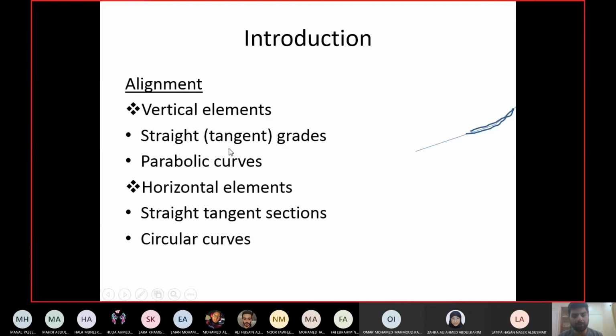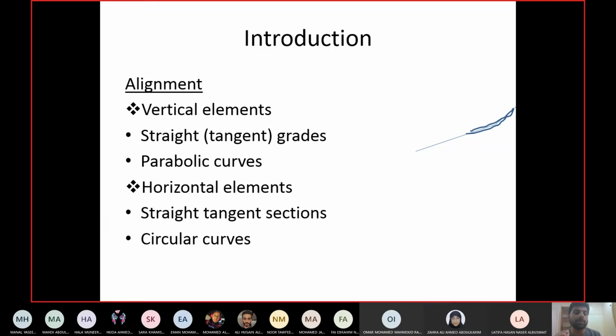So if you have a constant gradient, then this is the straight part, and wherever you have a change in gradient, that change in gradient is provided with a parabolic curve. So you have one gradient, another gradient, and between them you will have a parabolic curve. Okay. Since the parabolic curve is in the vertical plane, we also call it the vertical curve. Okay, parabolic is the geometric shape of the curve, and vertical because it is in the vertical plane. So both of them mean the same thing. Parabolic curve, vertical curve mean the same thing.